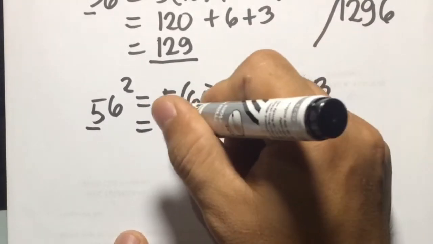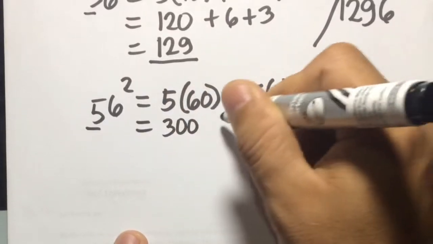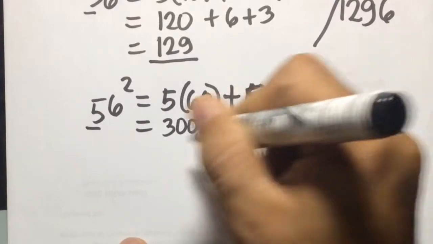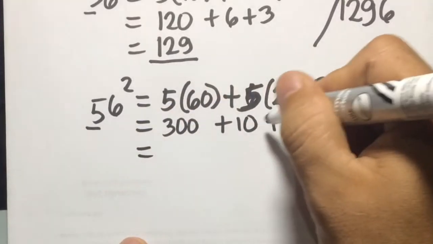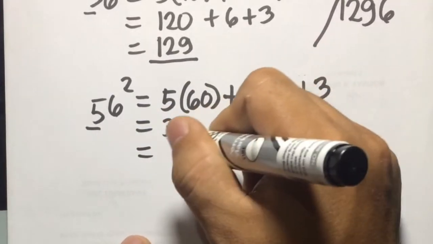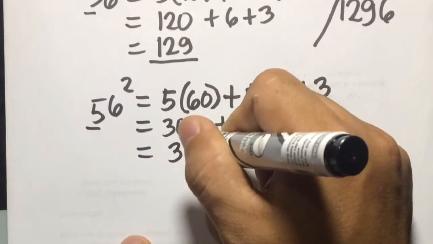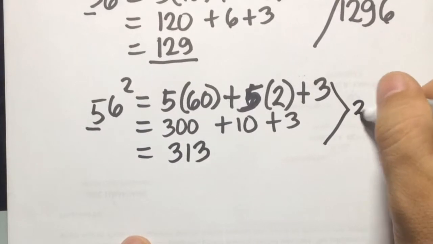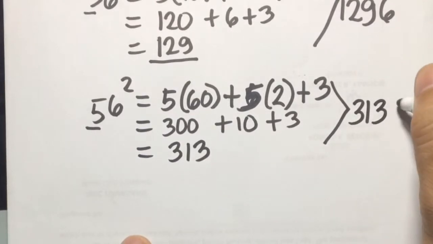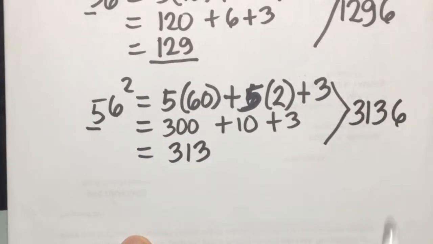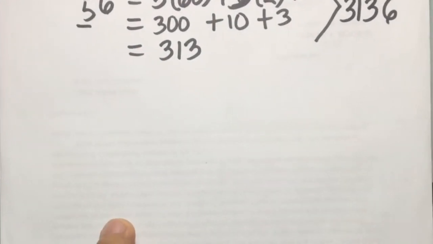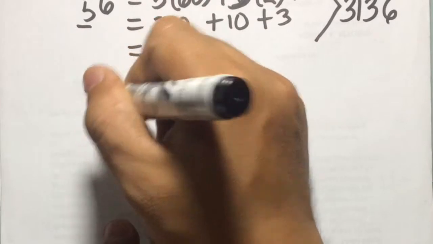So 5 times 60 is 300. Then 5 times 2 is 10. Then plus 3. So 300 plus 10 plus 3 is equal to 313. So your answer will be 3,136. Next example, let's have 76 squared.